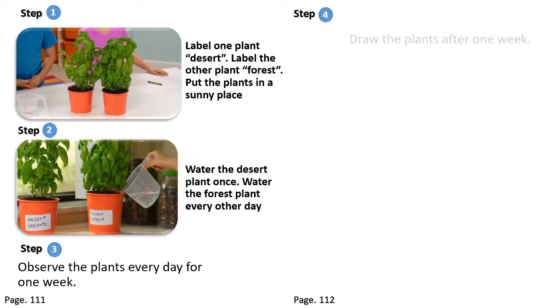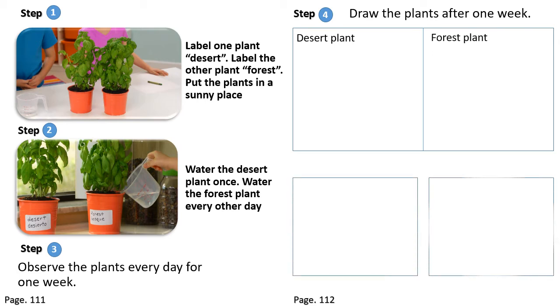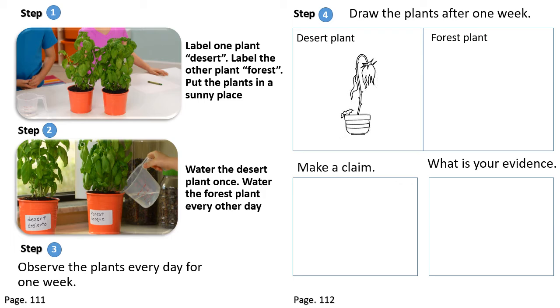To answer this question, let's move on to page 112, where we are going to draw the plants after 1 week. So, what do you think will happen to the desert plant? Very good! The desert plant is going to wilt after 1 week because it did not get the water it needs from the place it lives in. So let's go ahead and draw a wilted plant in the first box.